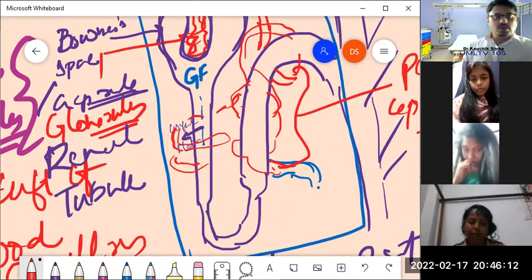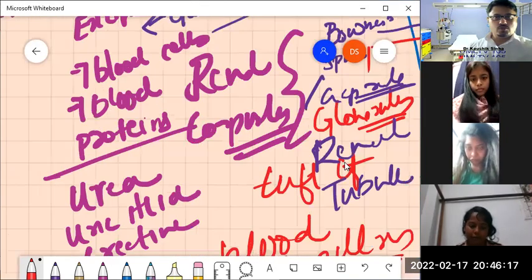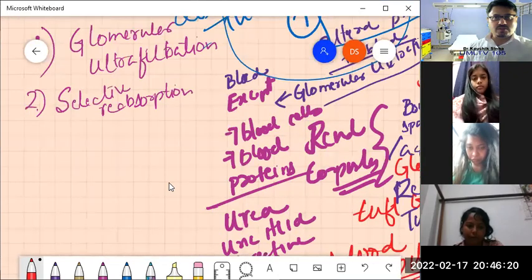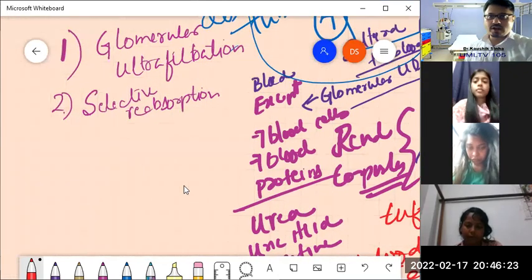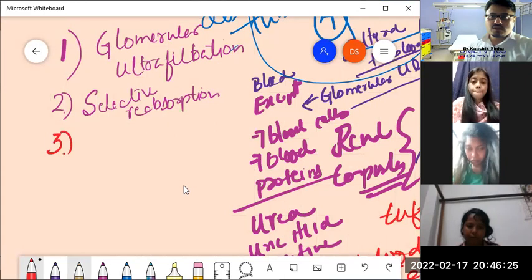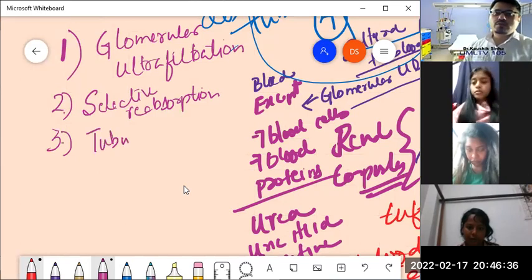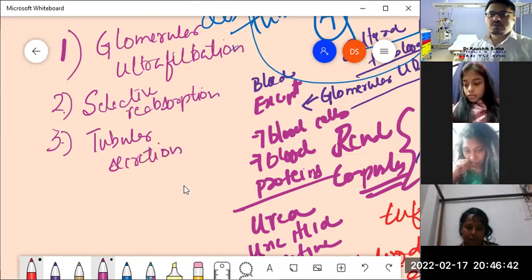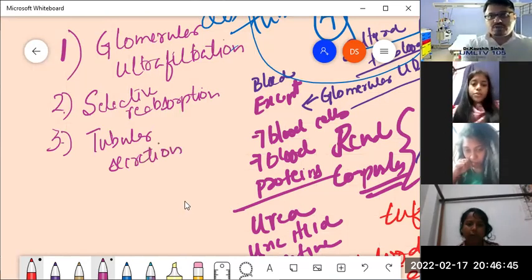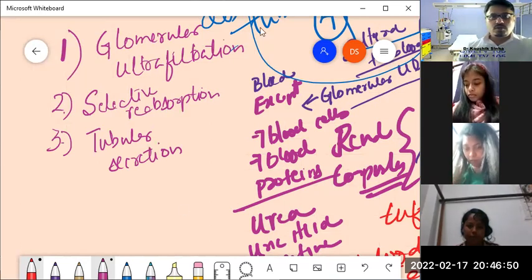Yes. Coming now to the last stage, the third stage, which is known as, I have not yet written the name of the stage on the board. Here is where I should write. The third stage is tubular secretion. Now, what is tubular secretion?